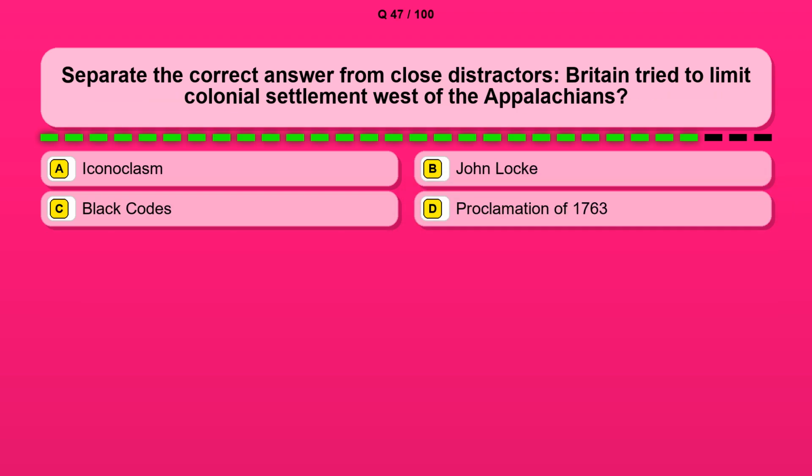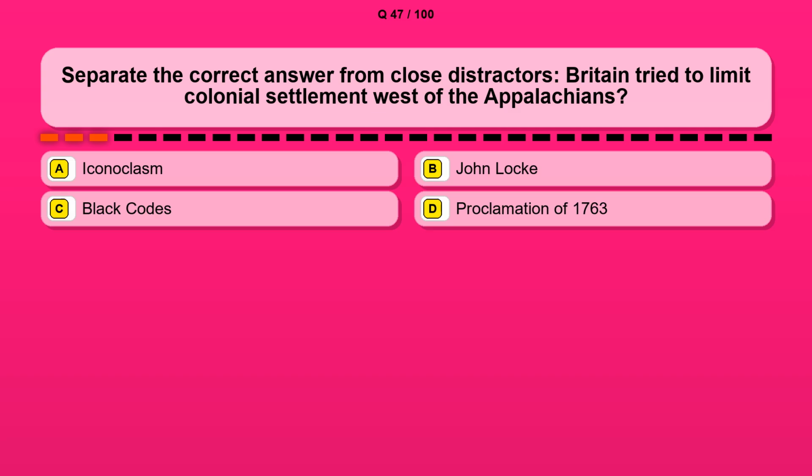Question 47. Separate the correct answer from close distractors. Britain tried to limit colonial settlement west of the Appalachians. Option A, iconoclasm. Option B, John Locke. Option C, Black Codes. Option D, Proclamation of 1763.